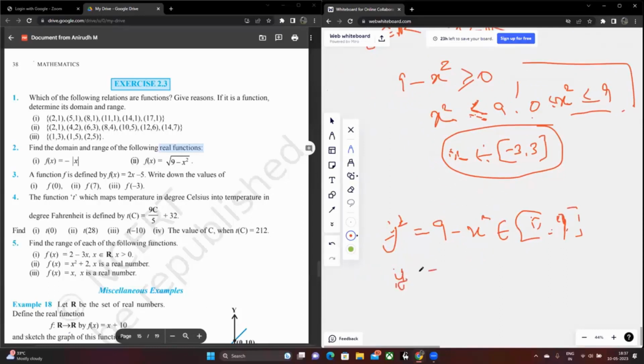So basically, y has to be positive. It's not an equal to. Y has to be positive because it's a positive root. And y is less than or equal to 3, because y squared can only go up to 9. So y has to be less than or equal to 3.